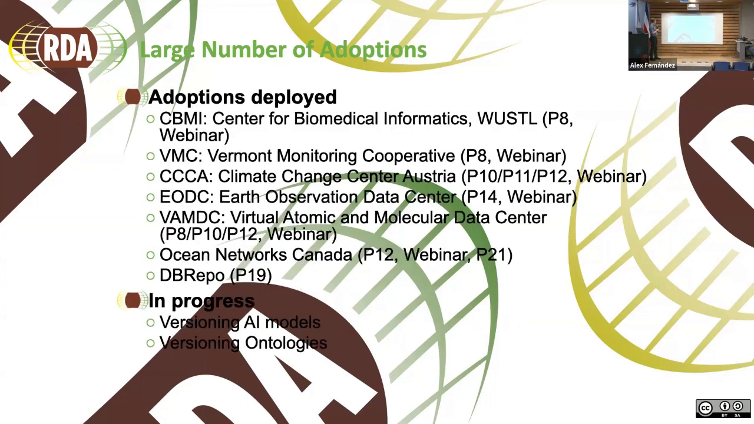Next one, and that's the real deployment. So the CBMI was the first one, the Biomedical Center for Informatics at Washington University. Vermont Monitoring Cooperative, Climate Change Center Austria rolled it out operationally, EODC rolled it out operationally. The biggest implementation is Ocean Networks Canada.